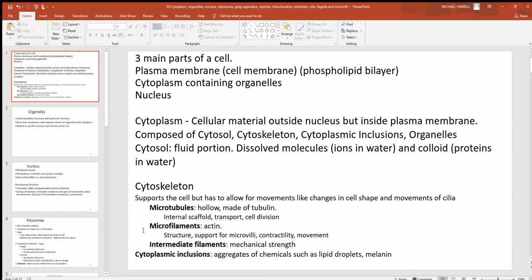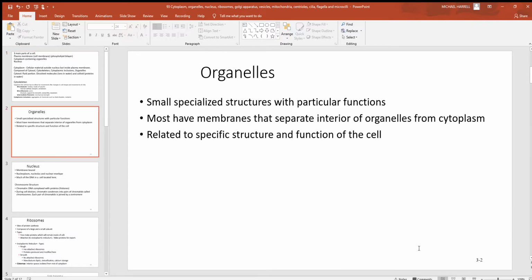These microfilaments are also good for structure. They support these little external parts of the cell called microvilli, which we'll look at further along. They're also good for contractility and moving things around the cell. Then these intermediate fibers are good for mechanical strength. Again, the cytoplasmic inclusions we mentioned are just collections of materials. Might be lipids, melanin, whatever, just depends on the cell.